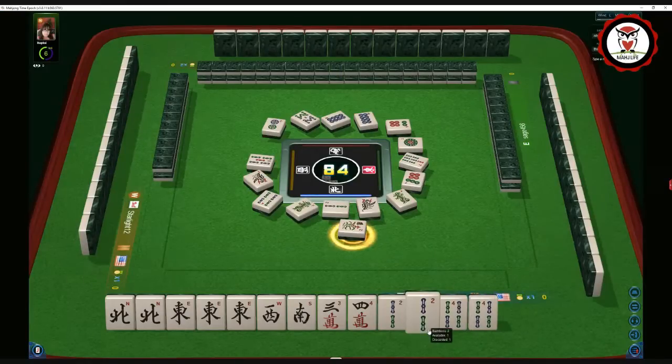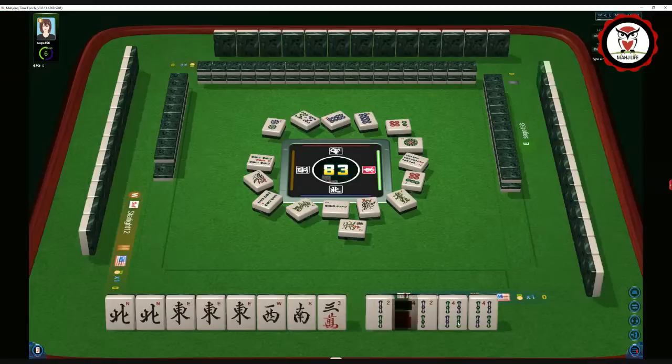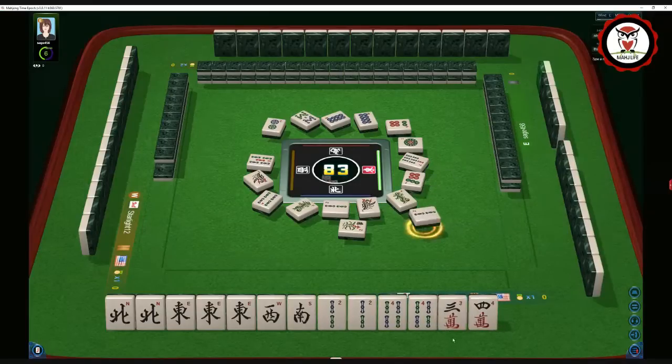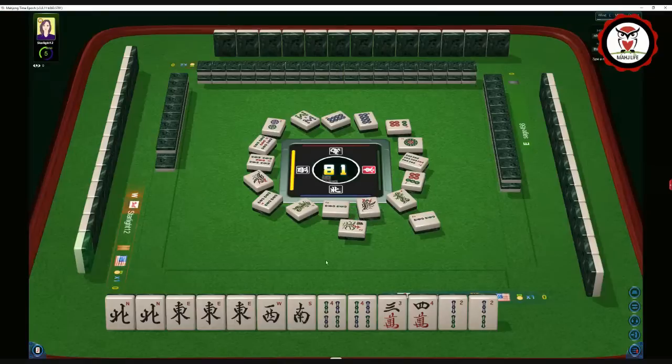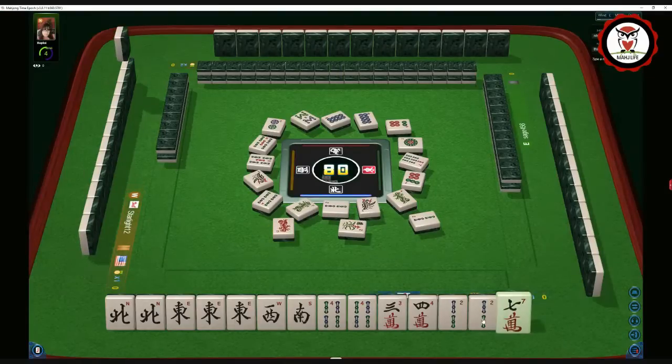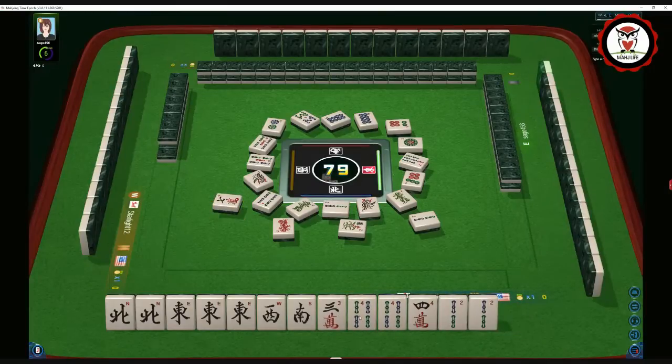Flower. Now we have a 2, 4. We could consider 2 bamboos if we can get a 3 bam. Oh no, no, pass. No, I would not do that because there are 5 bamboos, there are 2 bams out. Let's see. I'm sorry. There's a 4 bam already out. Red dragon. We would need a joker already there. 7 characters. Let's just see what happens.